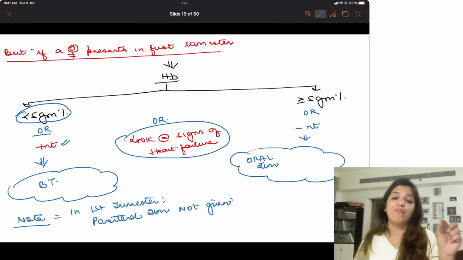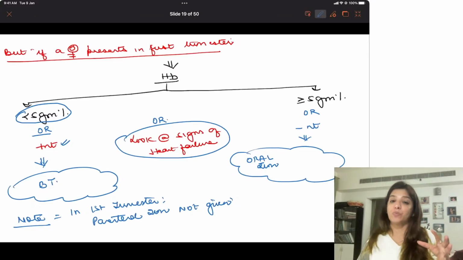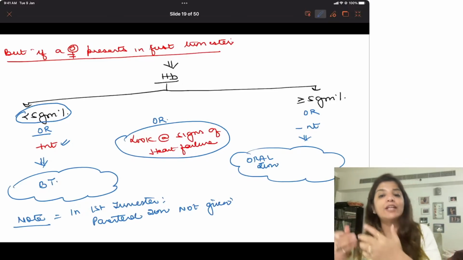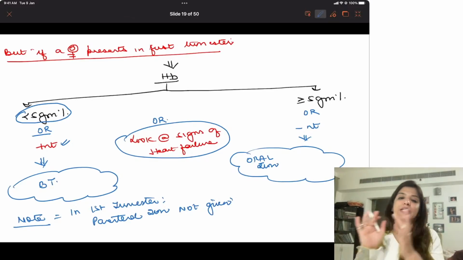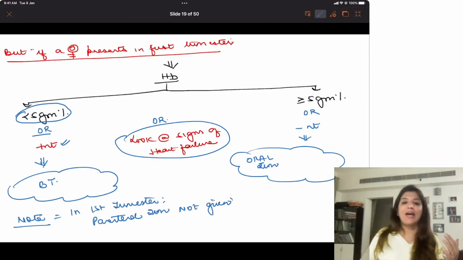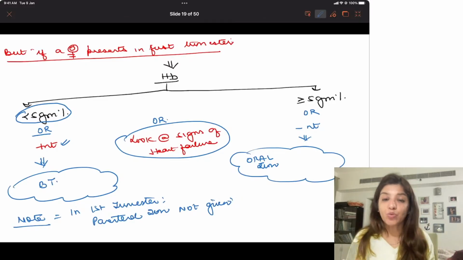We do not give parenteral iron in first trimester because in so many patients we see that parenteral iron can initiate uterine contractions, and in first trimester we do not want that to happen because it can result in abortions, right? So you do not give parenteral iron in first trimester. Clear to all of you?